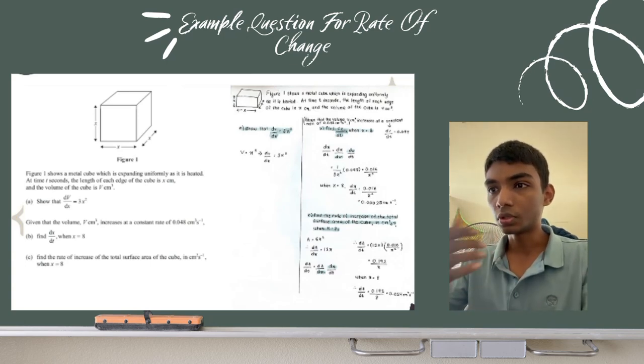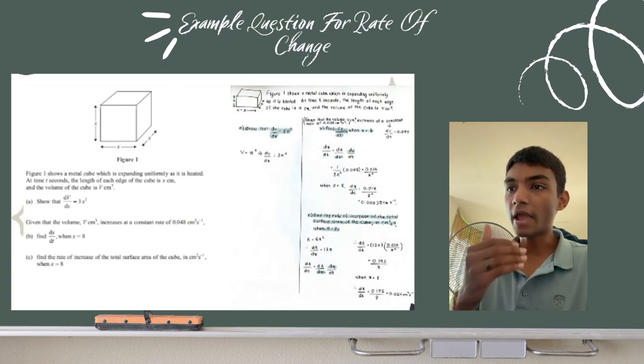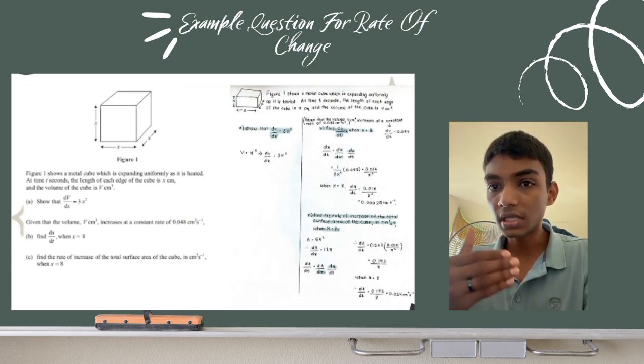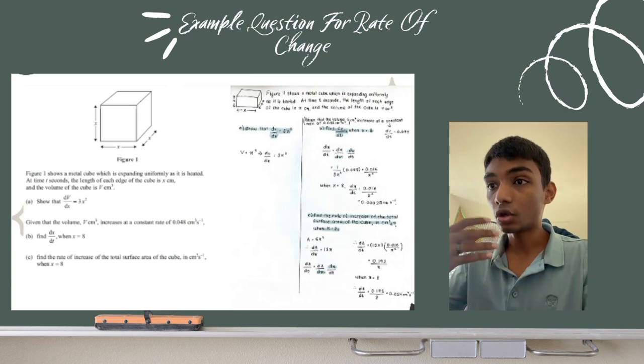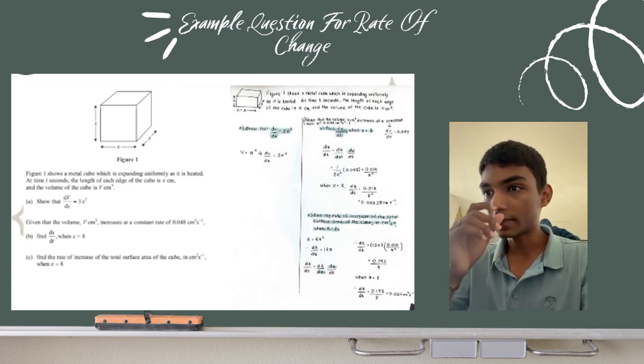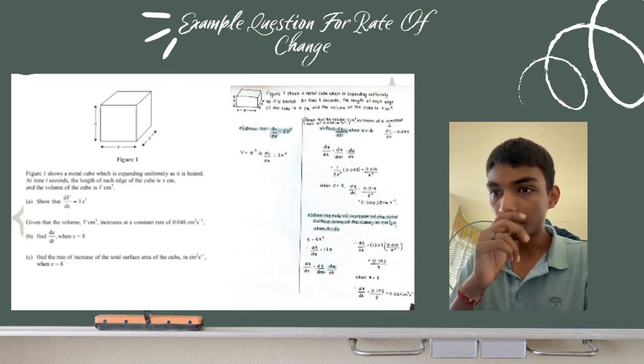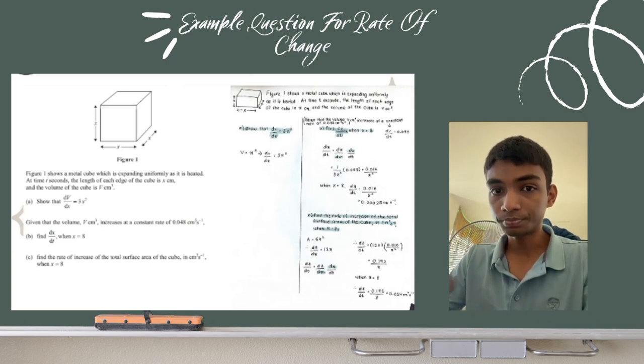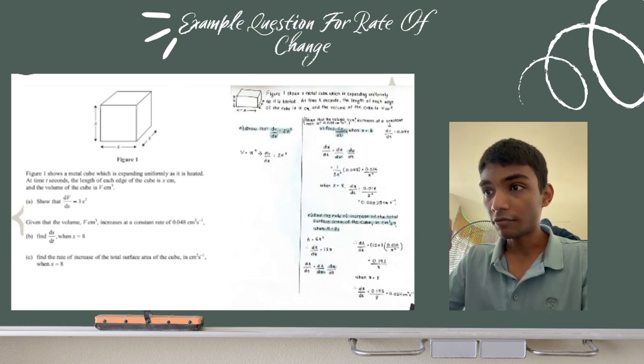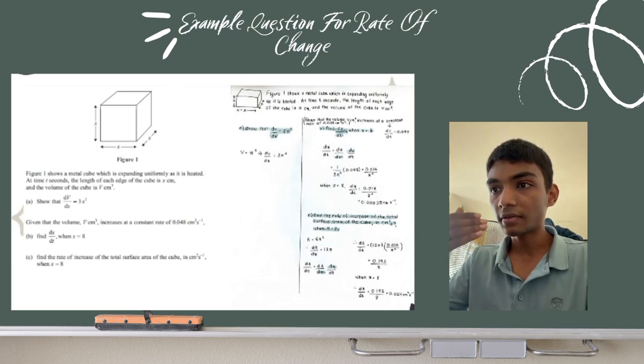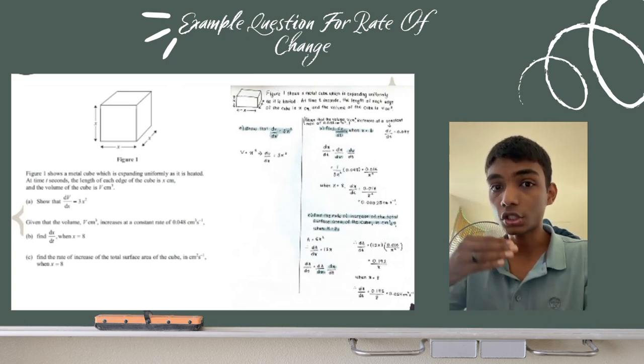Now let's go to the B question. In the B question, they have already given us that the volume v centimeters cubed increases at a constant rate of 0.048 centimeters cubed per second. Now this is our crucial point. When they say constant rate of increase, they have already given us that 0.048, which we can consider as dv over dt.